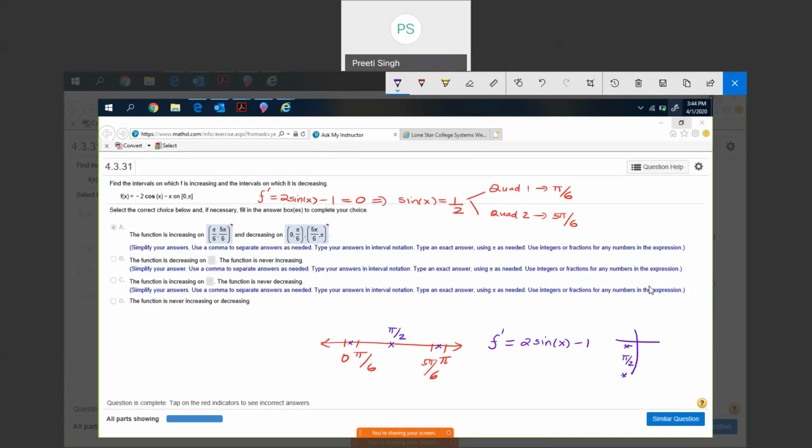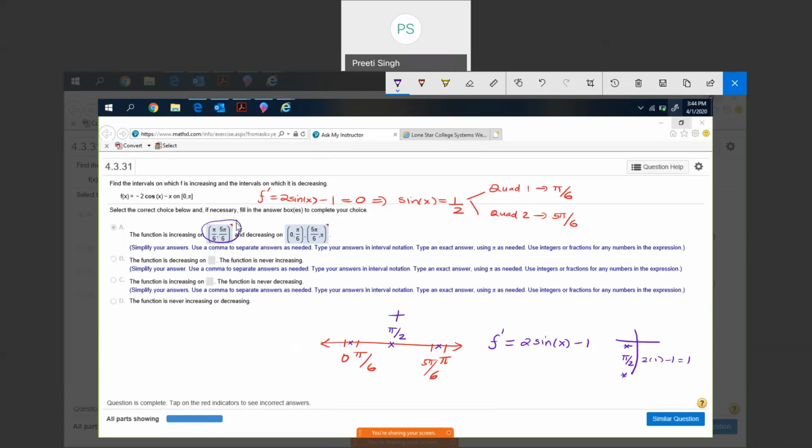Now, if you have calculators, between 0 and pi/6 you can take, for example, pi over 12. But I'm going to show you how to do it without calculators, analytically. So at pi over 2, we all agree that the value is 2 times 1 minus 1, which is positive 1. So the function is increasing between pi/6 and 5 pi/6. Now let's check the signs between 0 and pi/6 and between 5 pi over 6 and pi.